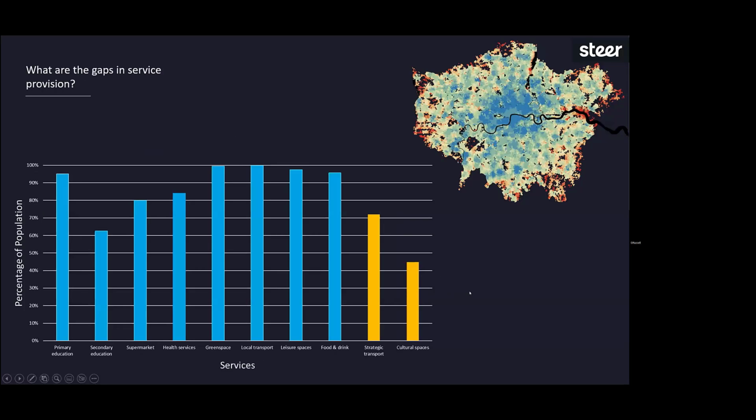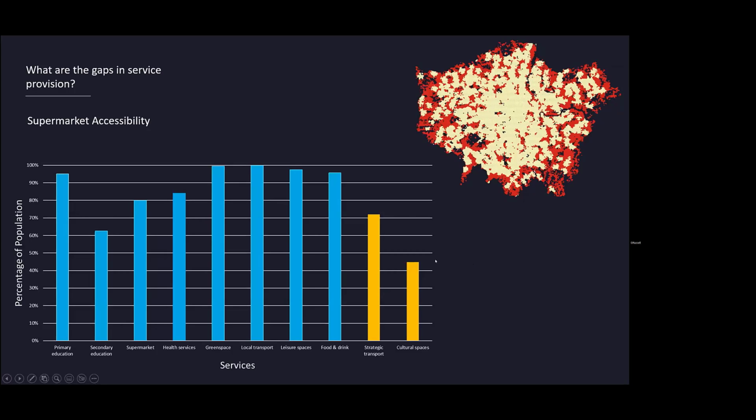So what we can begin to do as well is for each of the services we've assessed, start to understand how much of the population can access that service. And again, geographically look at what locations have access to that service. So the next slide looks at supermarket accessibility. So all the yellow locations can access a supermarket, and all the red areas can't access a supermarket within the 15-minute walking time that we've assessed.